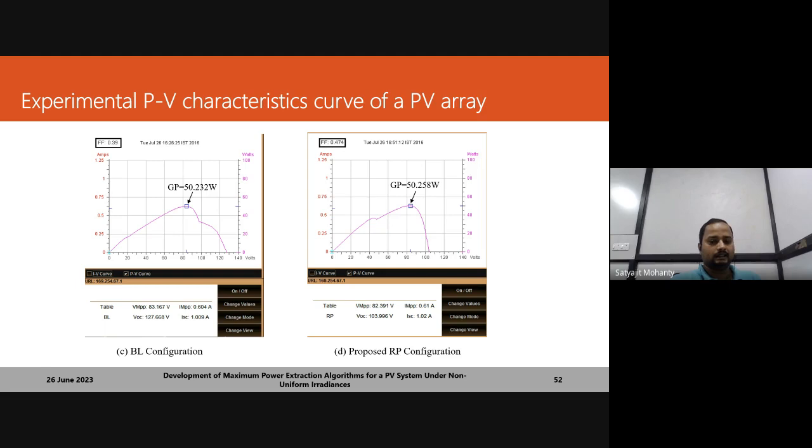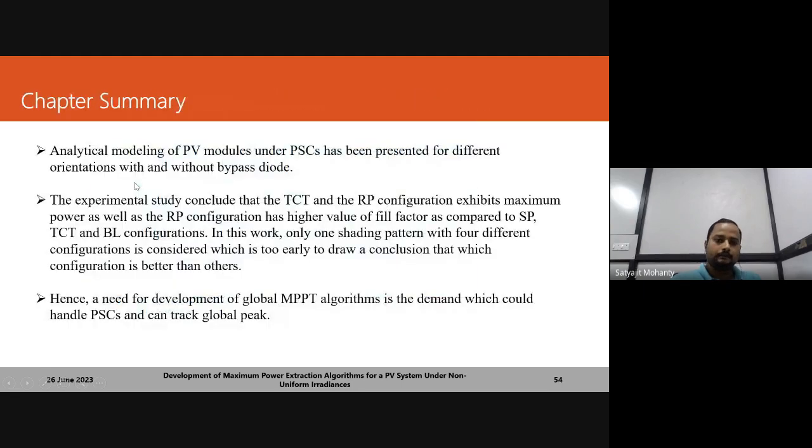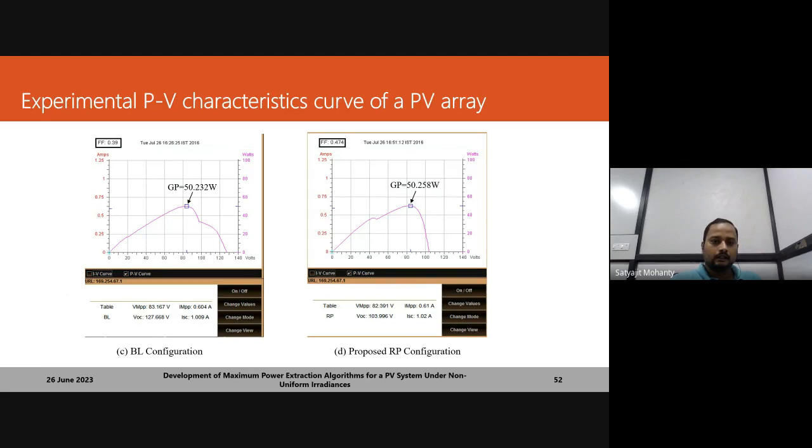Then coming to the bridge link. In bridge link we are obtaining a power of 50.232 and a fill factor of 0.39. Fill factor is nothing but VMP times IMP upon VOC times ISC. Its value ranges between 0 and 1. And the last one is the proposed RP, in which I got a fill factor of 0.474 and a global peak of 50.25 watt.